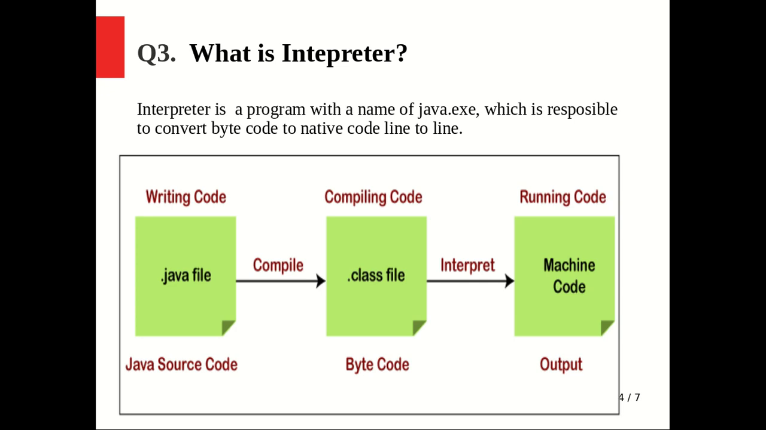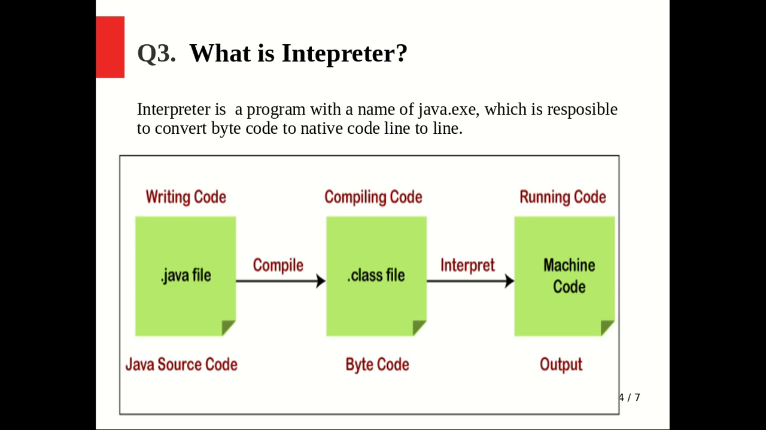So the function of an interpreter is to translate or convert byte code to machine code, and machine code is also known as native code. So it translates byte code to machine code or native code line by line during runtime. The interpreter reads line by line and converts the byte code to native code line by line.